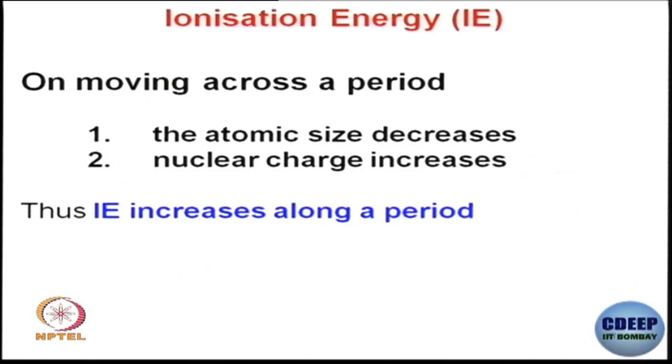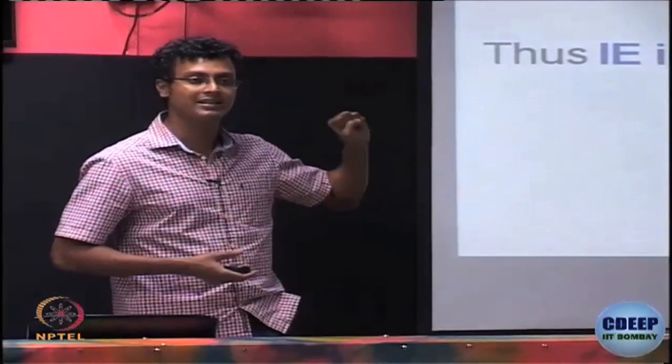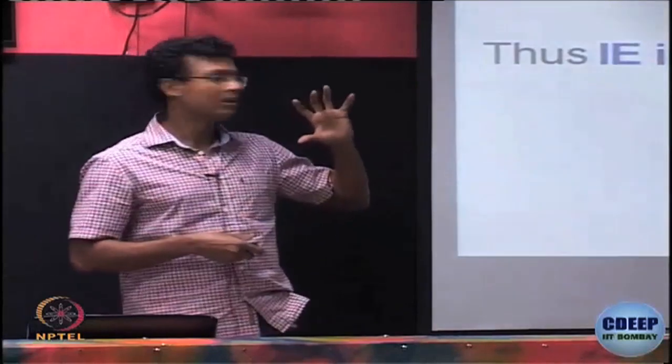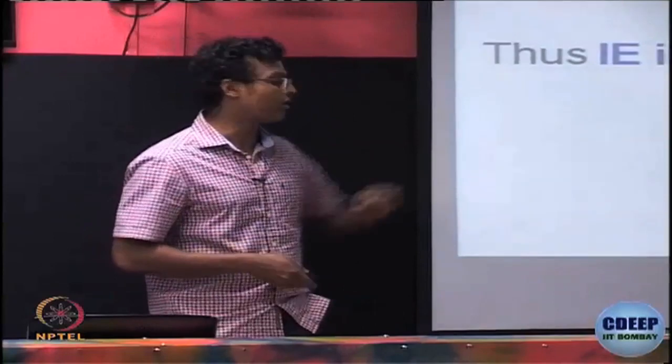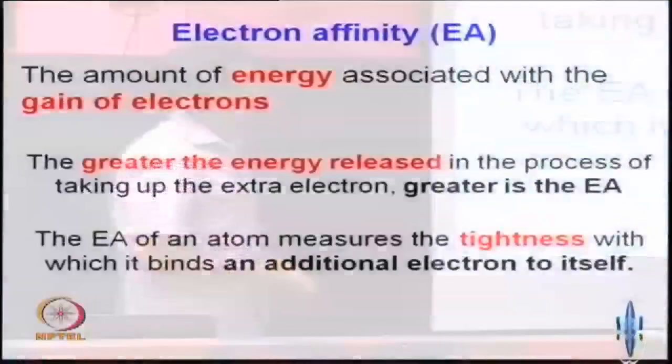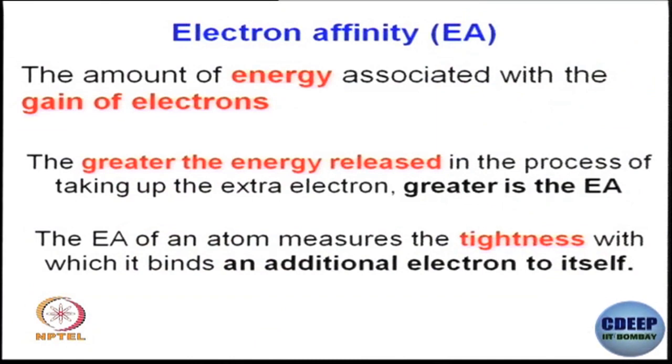As I was trying to say, on moving across a period, from left to right, the atomic size is decreasing, nuclear charge is increasing, and therefore ionization energy increases along a period. And from top to bottom, you will have lesser and lesser ionization energy as you go from top to bottom. Okay. Electron affinity.